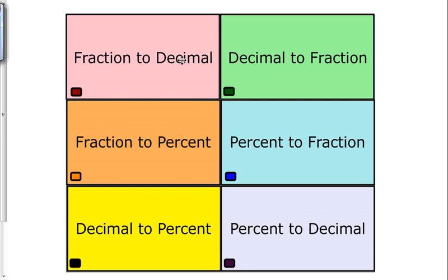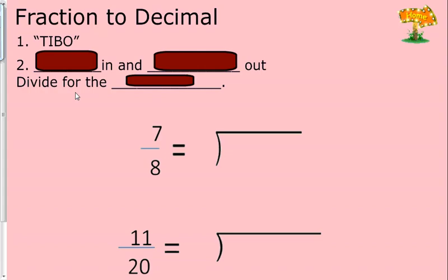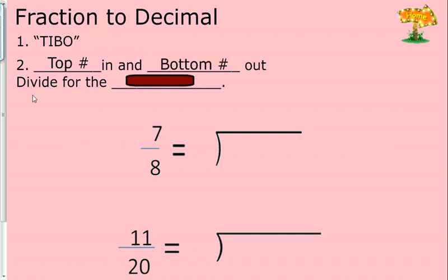Okay, welcome back. Let's go ahead and start in the upper right-hand corner, fraction to decimal. In fraction to decimal, the rule I want you to remember is called TBO. T stands for top number in, and the B is bottom number out. And then we're going to go ahead and, as that line means in a fraction, divide for the decimal.